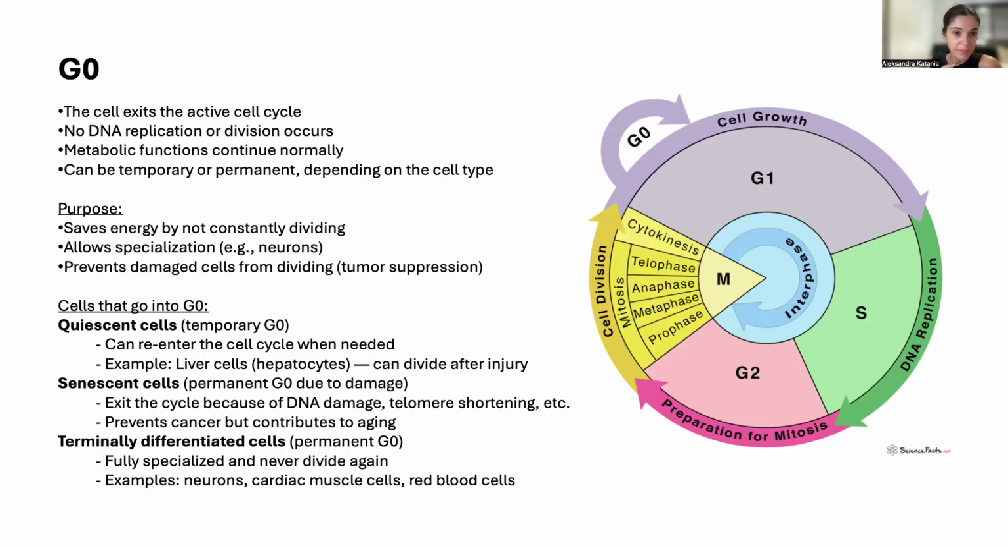A little bit more detail. The cell exists outside an active cell cycle here, so no DNA replication or division occurs. Metabolic functions do continue normally, and it can be temporary or permanent depending on the cell type. So those are the ones that we just went through. The purpose of this is that it saves energy by not constantly dividing. It allows specialization, for example, into neurons, and it prevents damaged cells from dividing, which is called tumor suppression. Okay.